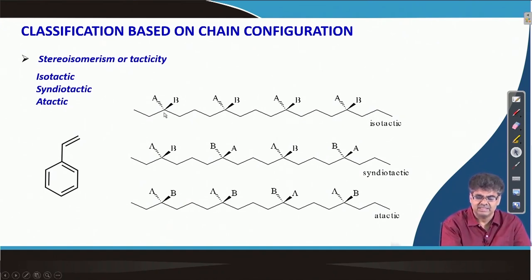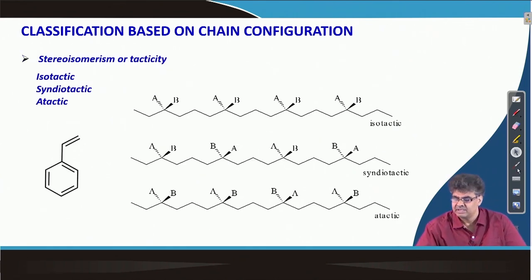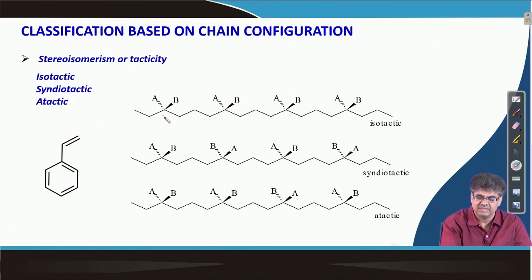So, in this case, this carbon is an asymmetric carbon. So, you have all these asymmetric carbons in this case. So, the stereo arrangement across this asymmetric carbon is what determines the tacticity. So, for example, in this case we have taken polystyrene. So, A and B is a methyl group and a hydrogen group in this case.